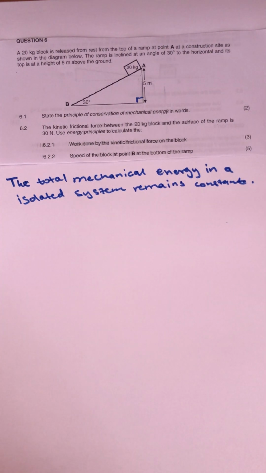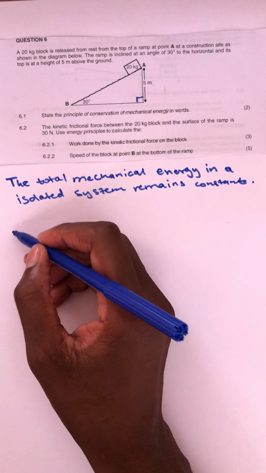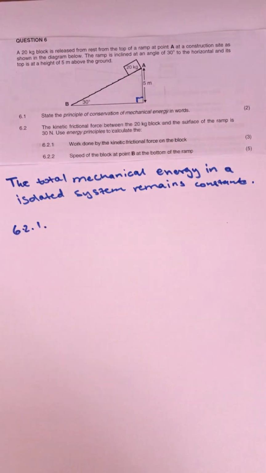Now the second question says the kinetic frictional force between the 20 kg block and the surface of the ramp is 30 Newton. Use the energy principle to calculate the work done by the kinetic frictional force on the block. So in 6.2.1, we should use the energy principles to calculate the work done by the frictional force.